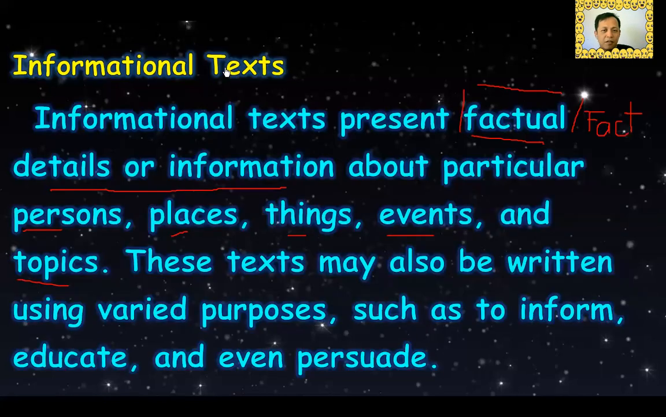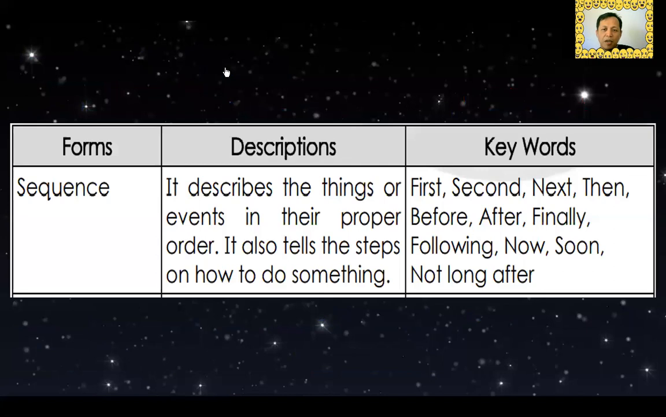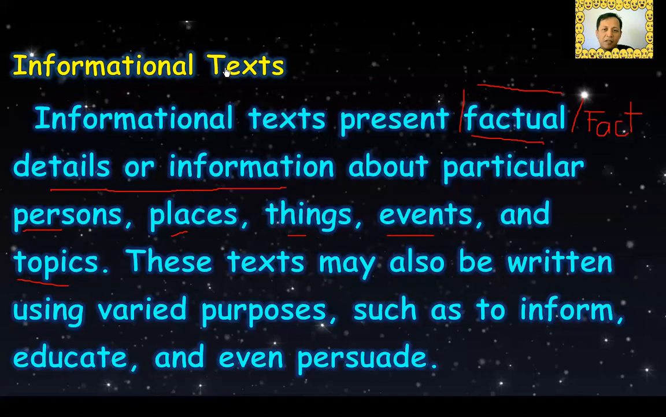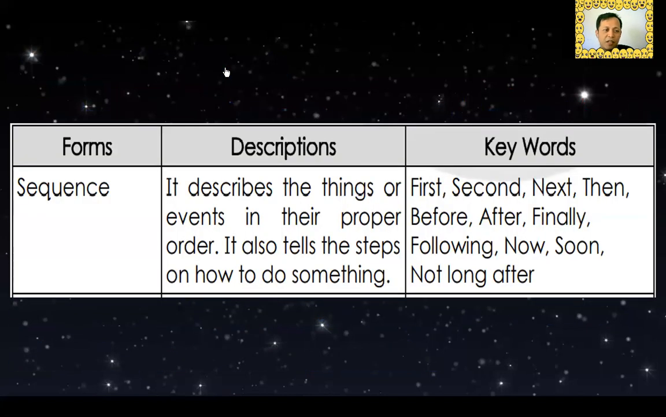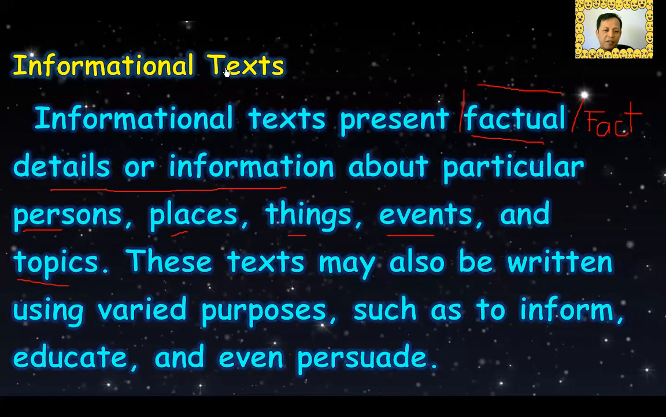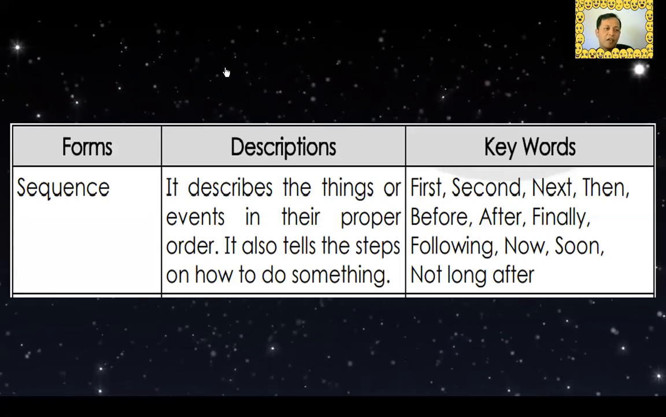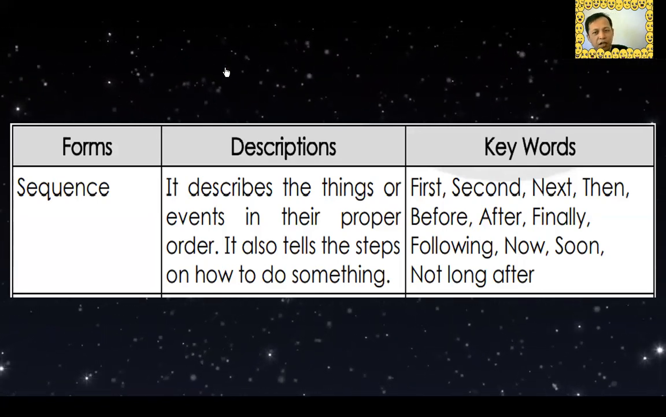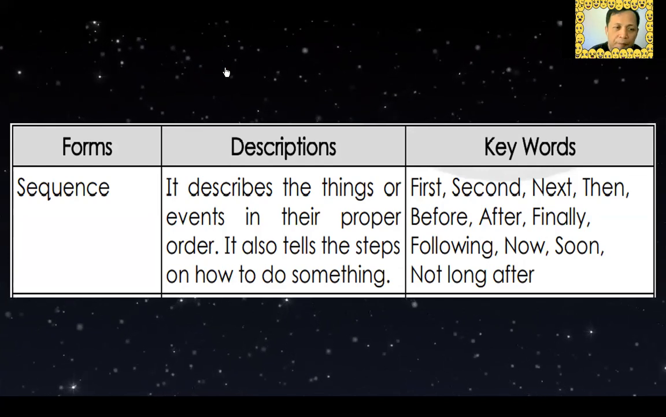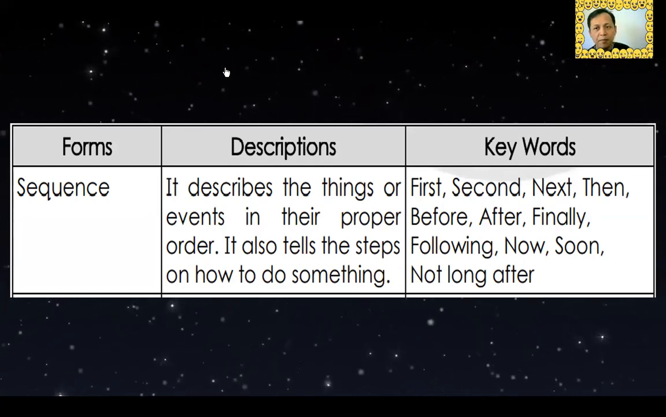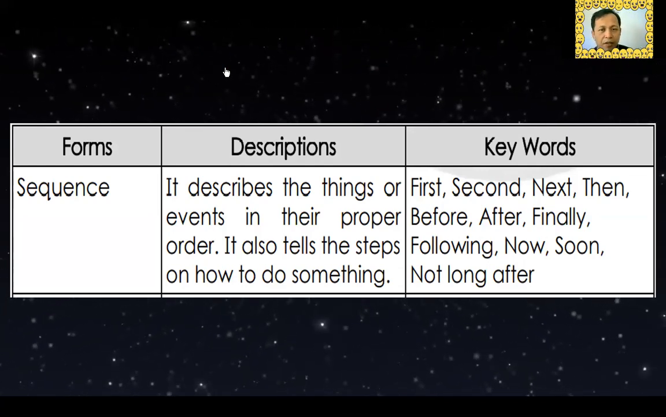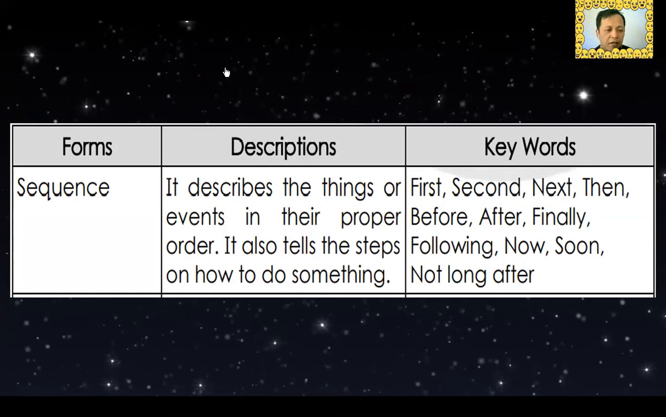Okay. Now we are going to discuss the different informational texts. So these are the different informational texts. We have forms, description, and the keywords. Now, our first informational text is about sequence. Again, this is about sequence.